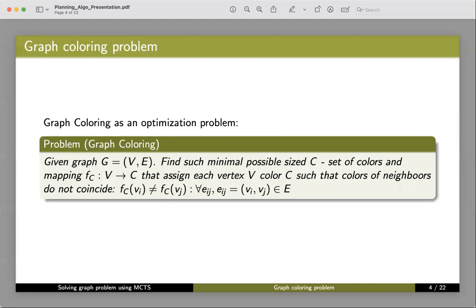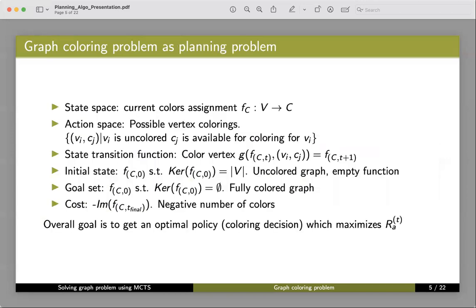Let's rigorously define the problem. We have a graph G, which has a set of vertices V and set of edges E. We want to find the set of colors of minimal size such that each vertex has a color and its neighbors have different colors. But also this problem can be redefined as a planning problem.